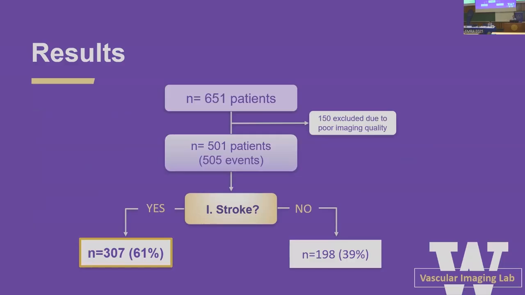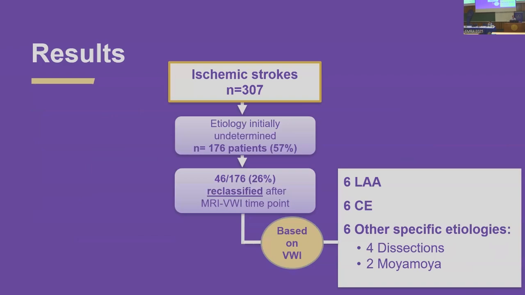So starting off, we had 651 cases. When we whittled down, we had a total of 307 stroke patients that we included in our analysis for this study. In terms of looking at those 307 cases, at the time immediately before MR, 176 of those cases still didn't have an etiologic diagnosis for stroke. And from those 176, 46 of those were reclassified after the MR with vessel wall imaging.